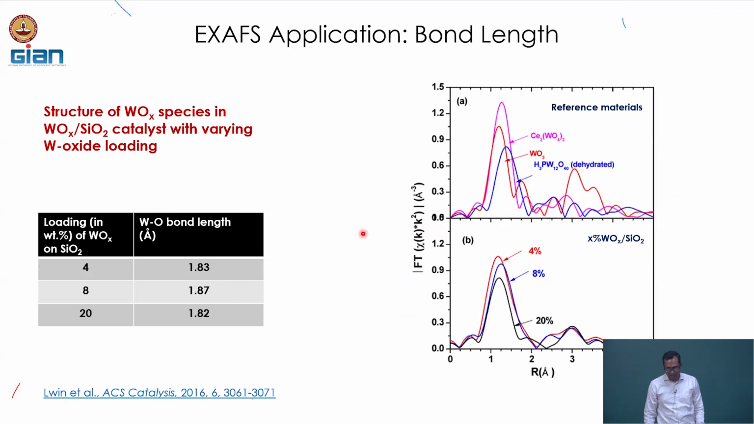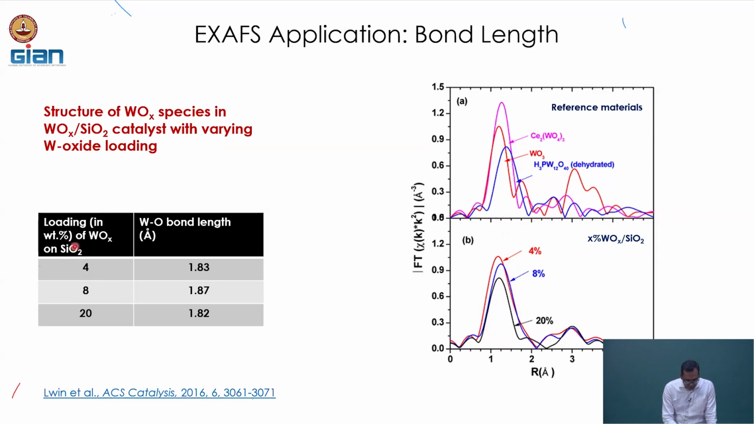Let's look at the EXAFS part, because so far we have been looking at that rising edge, pre-edge type of thing to look at the local geometry and oxidation state. Now let's look at the other part, which is extended X-ray absorption fine structure, and it is for the same catalyst, that tungsten oxide on silica. We have the 4%, 8% and 20% tungsten deposited, and what we are looking at is some of those same reference materials, and based on that how the peak is appearing.